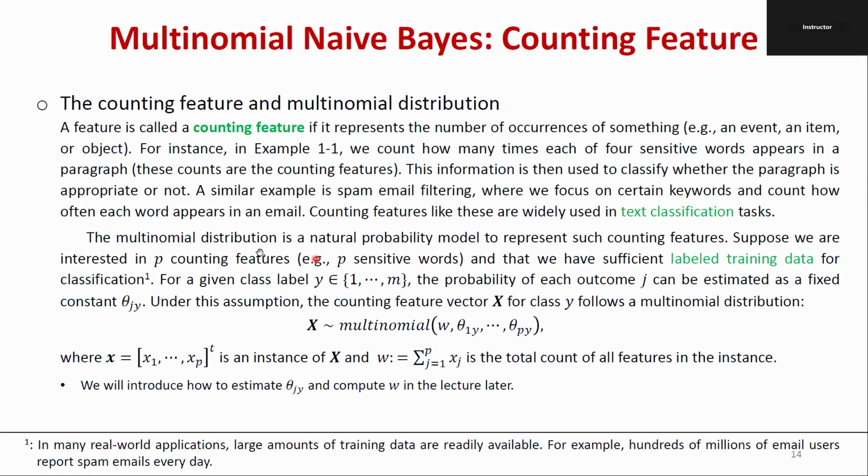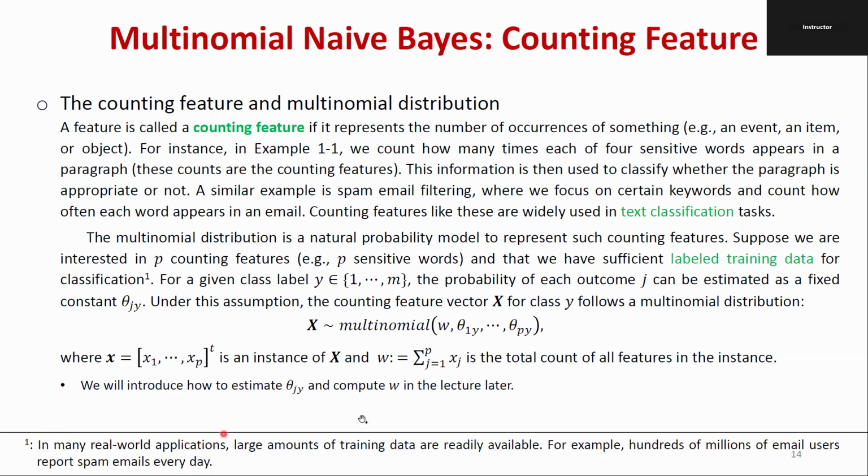So here, suppose we're interested in P counting features. Later, I will show you a detailed example. Let's say P sensitive words in an email. Your task is to detect whether an email is spam or not. And we have sufficient labeled training data for classification.